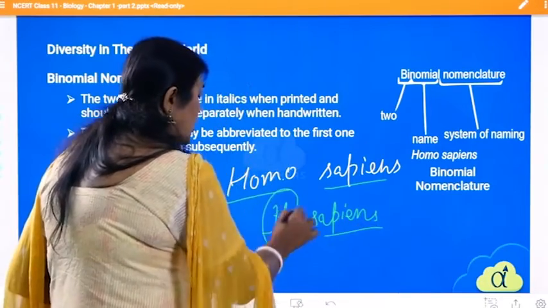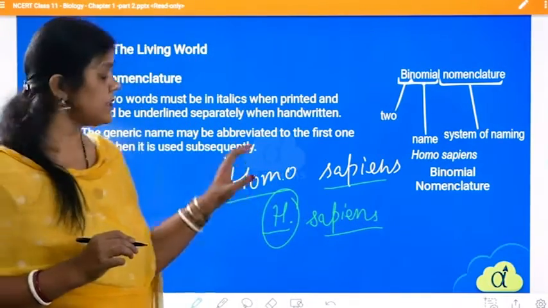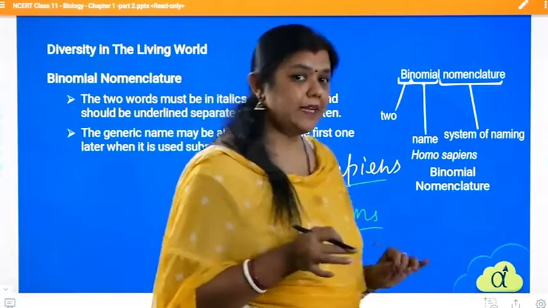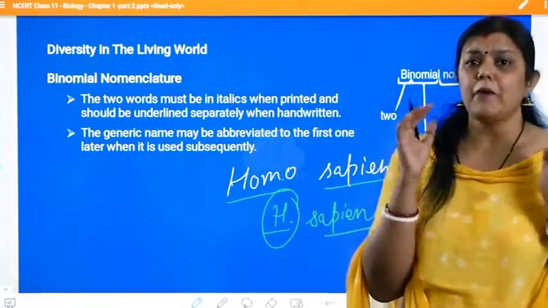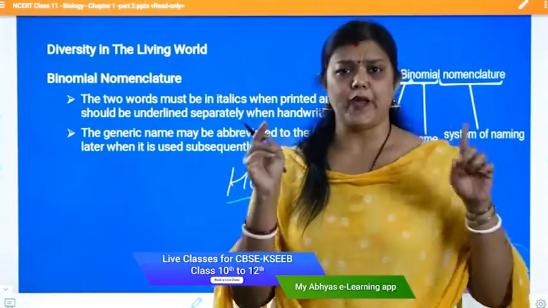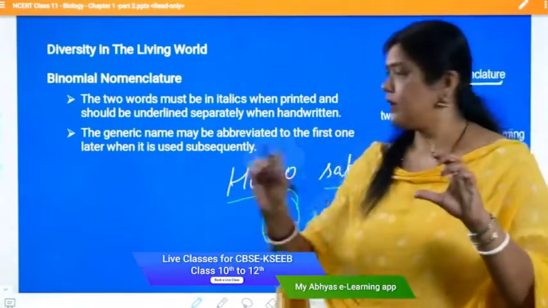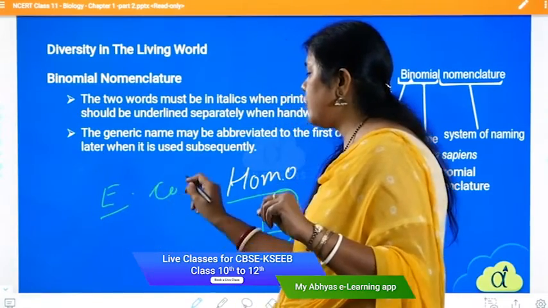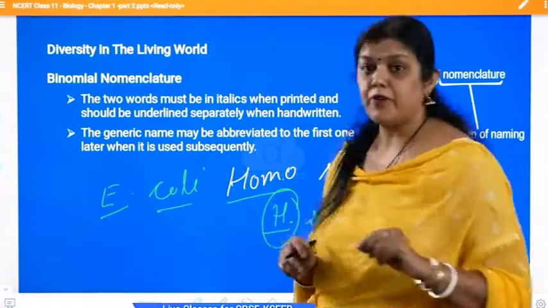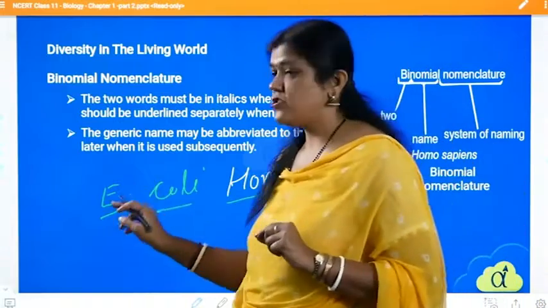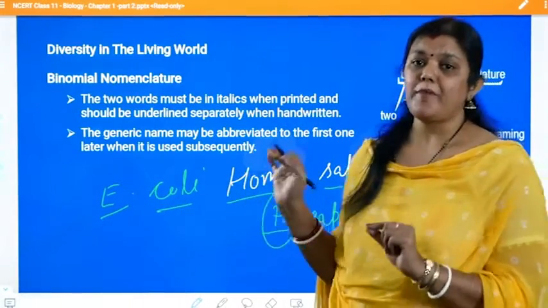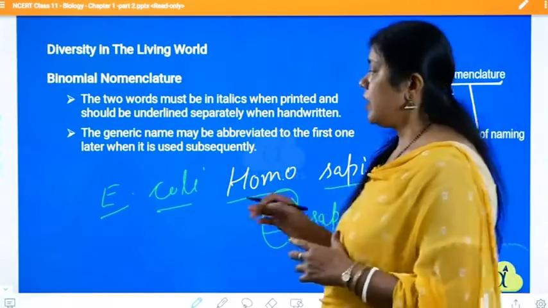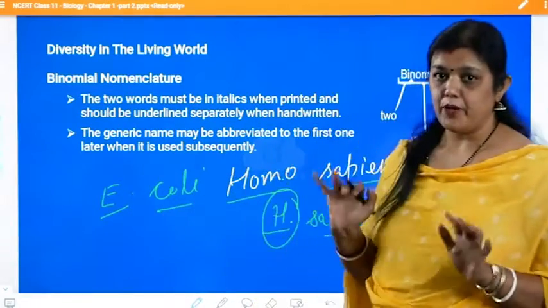So this H dot will represent Homo, that means the genus name of human. This is commonly used in case of bacterial names, because generally the microorganism's genus name will be quite big and it will take a lot of time and space. The best example I can give for an abbreviated name of a bacterium is Escherichia coli. It is most of the time abbreviated as E. coli, or we call it E. coli bacteria.